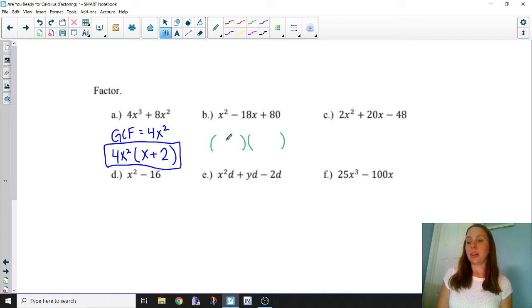What do I need to do here? I need to put an x for each of these binomials because x times x gives me the x squared. And then I need to put two numbers that will multiply to get 80, and those two numbers also need to add, or have a sum, of negative 18. So the only way I'm going to do that is with two negative numbers, right? A negative multiplied with another negative is a positive, but when you add two negatives, it stays negative. So what are those two numbers? Well, in algebra class, I typically make my students list all of the different factors of 80.